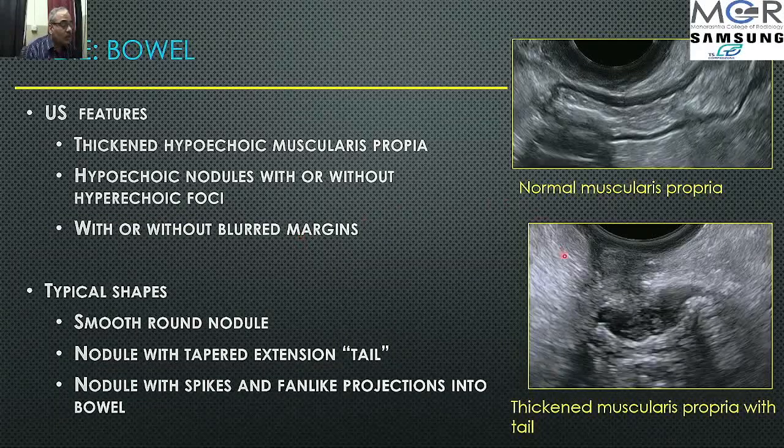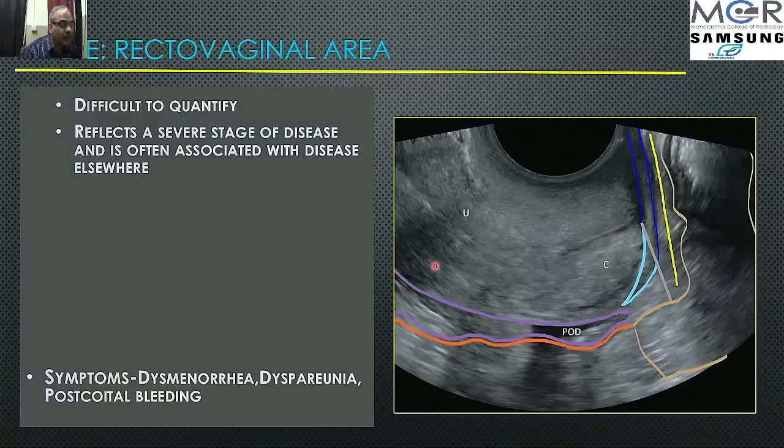The ultrasound features, like seen here, include a nodule that can be smooth or round, or can have a taper tail like this, or can have spikes also. So they appear as hypoechoic nodules. There may be hyperechoic foci as seen here, and most of the margins are well defined but can be blurred to a certain extent. The rectovaginal area is difficult to evaluate and needs practice, as the statement mentions.